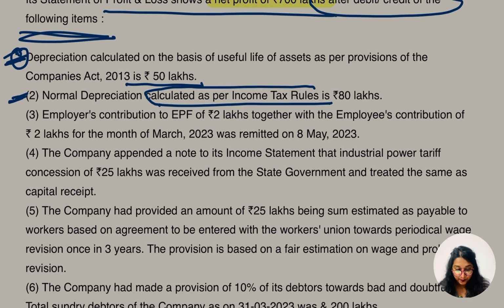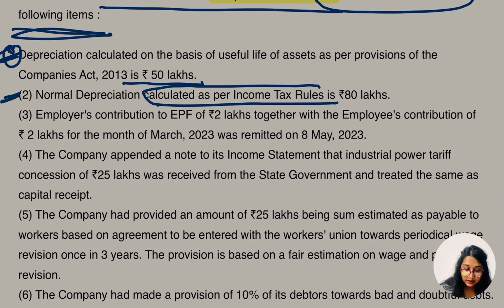I'll tell you. Then comes the third point: the employer's contribution to EPF is rupees 2 lakh together with the employee's contribution. So there are two things. First is the employer contribution, second is the employee contribution. Now you have to tell me whether we are going to take both of them, or there is some specification related to some adjustment before. I'll definitely tell you in the illustration and give you a little hint.